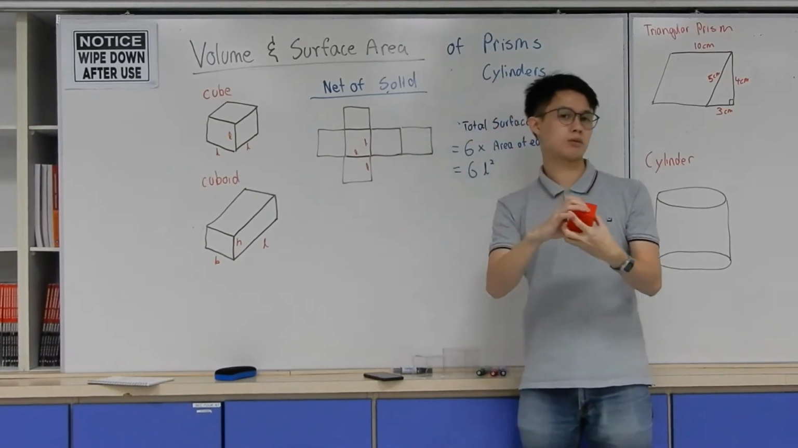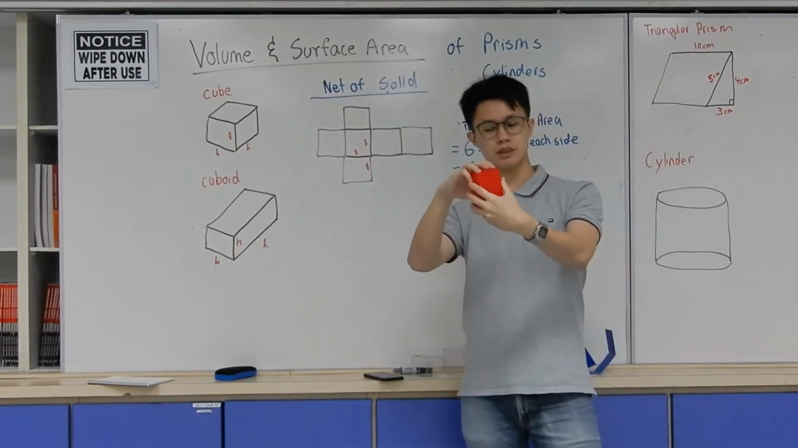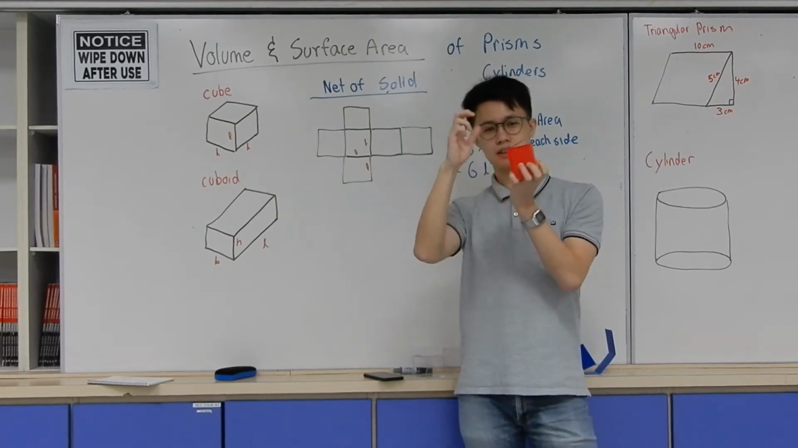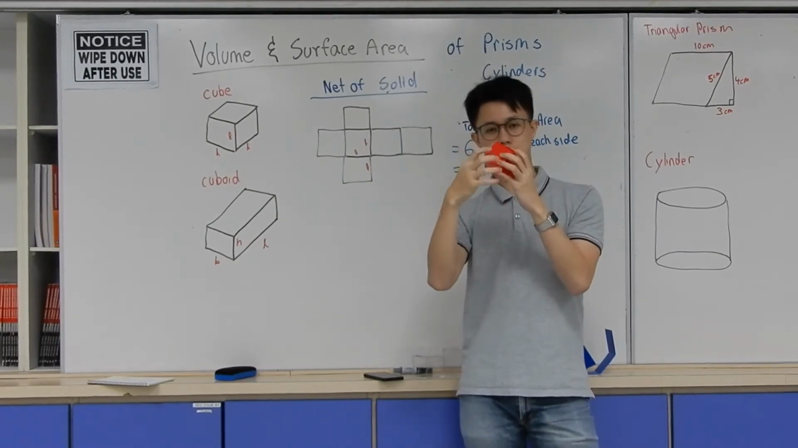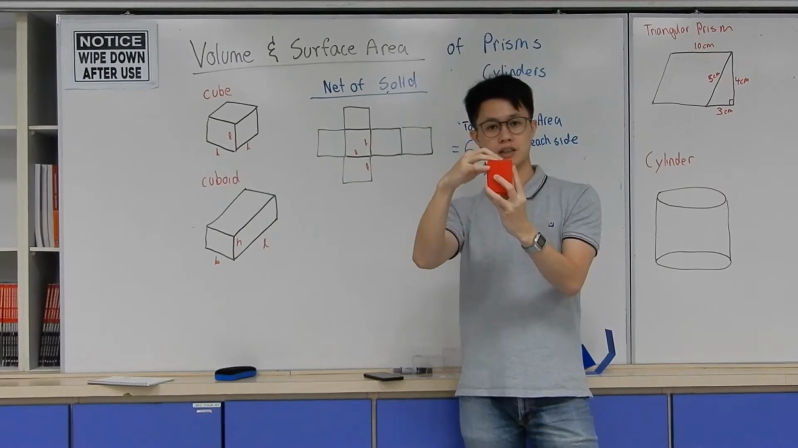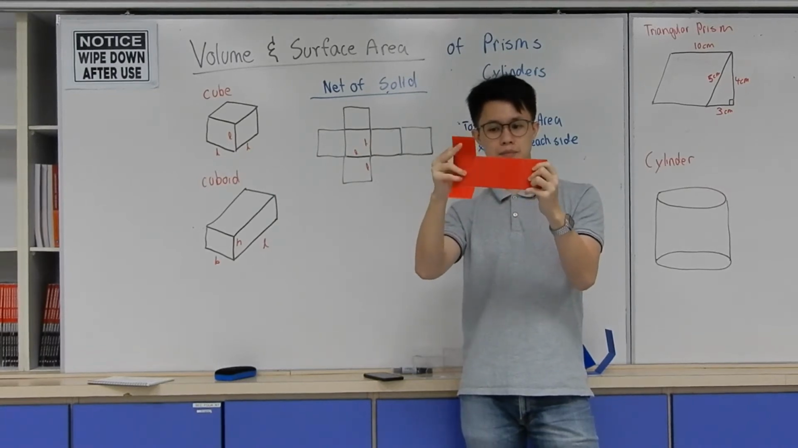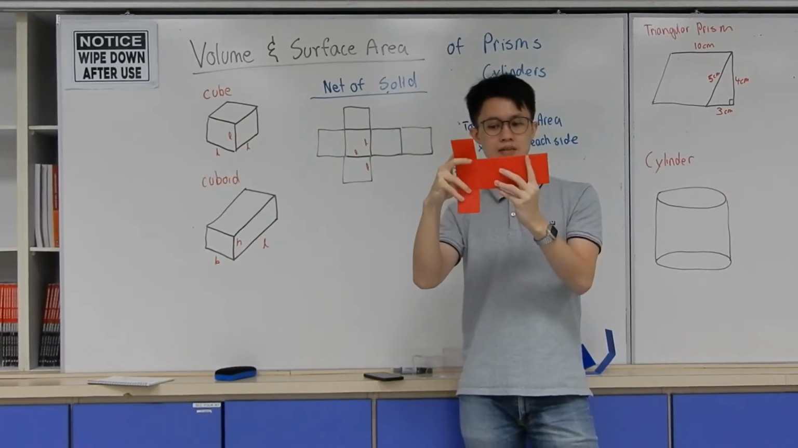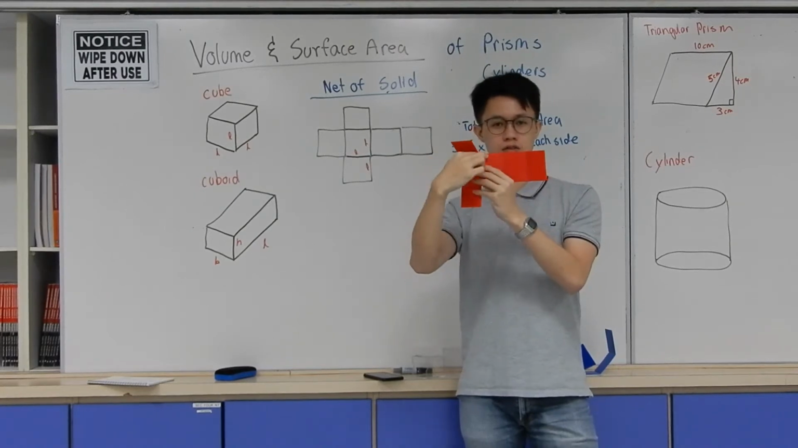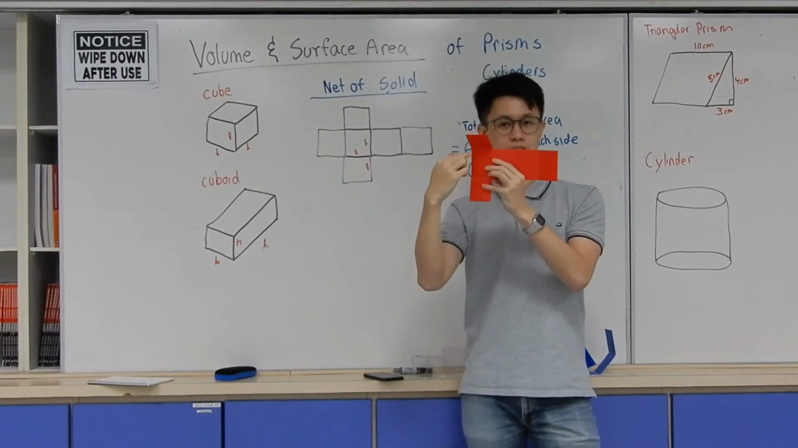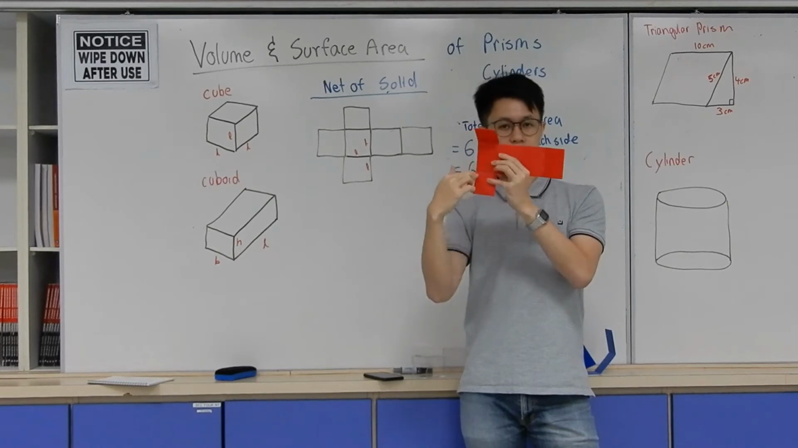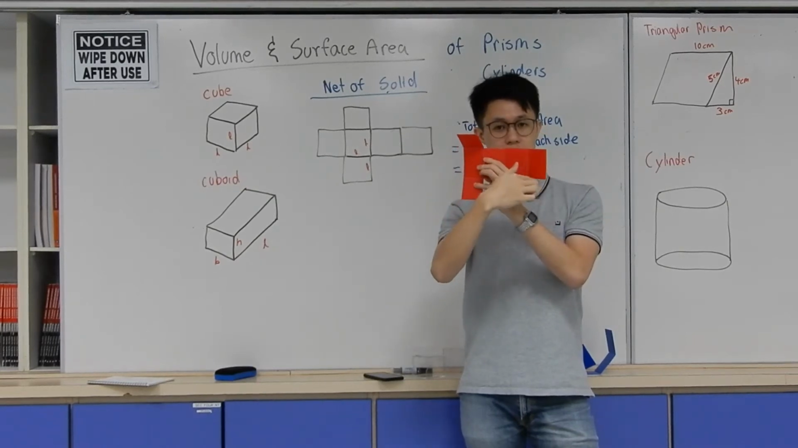Another way to look at this is, if I consider this short side to be my base, and when I open it up, these 4 rectangles form one big rectangle, right? Correct. These 4 rectangles form one big rectangle.